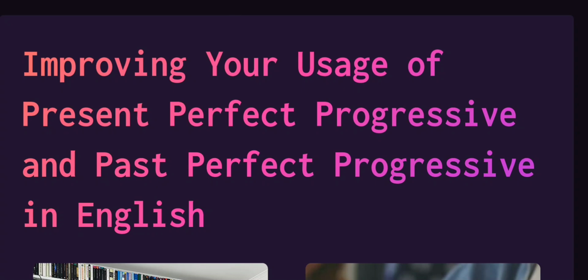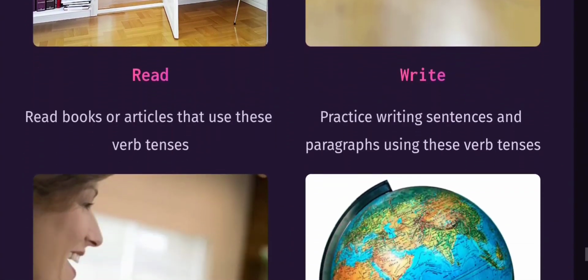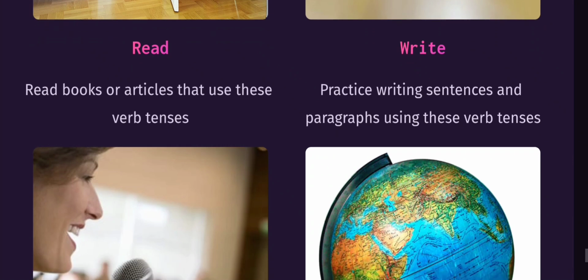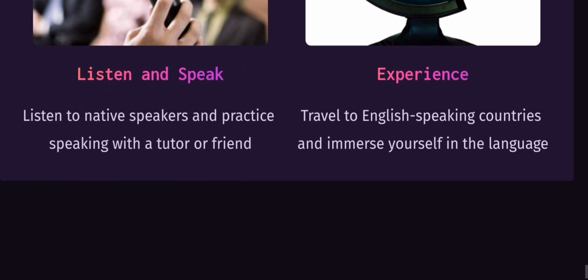Improve your usage of present perfect progressive and past perfect progressive in English. Read. Read books or articles that use these verb tenses. Write. Practice writing sentences and paragraphs using these verb tenses. Listen and speak. Listen to native speakers and practice speaking with a tutor or friend. Experience. Travel to English speaking countries and immerse yourself in the language.